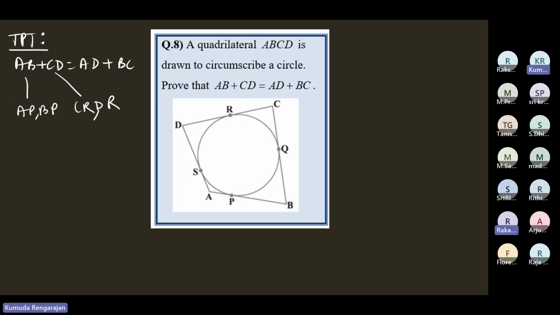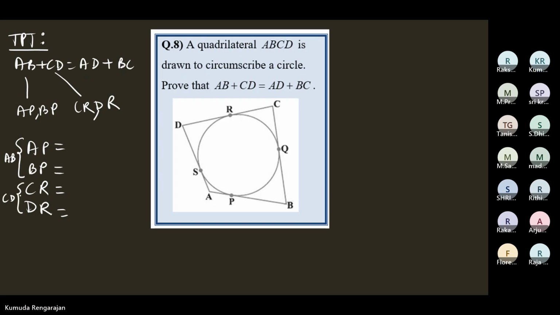Now see, children, you have to get these lines. I think you'll understand if I write. So I'm going to write like this here: AP, BP, CR, DR is equal to. Because AP plus BP, I know, will give me AB, and CR plus DR, I know, will give me CD. Now fill this, children. What is AP equal to?